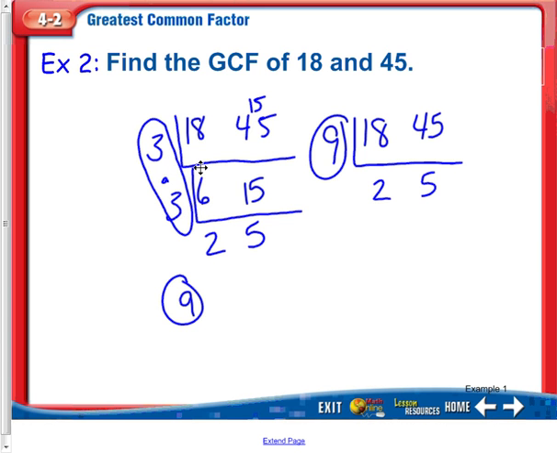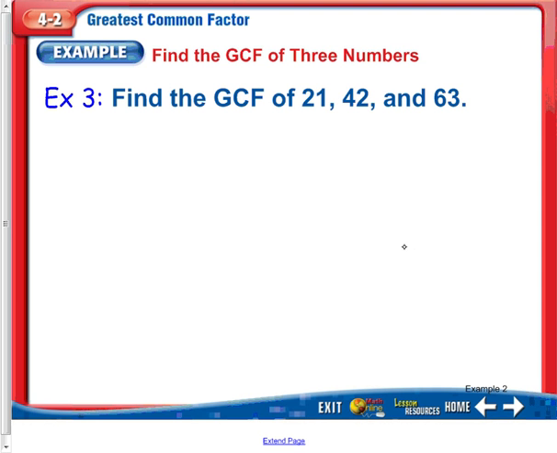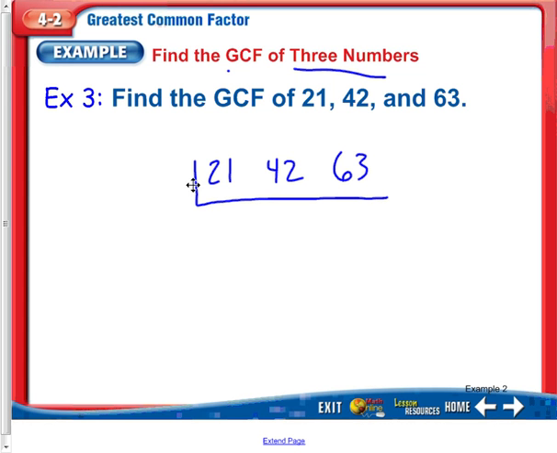Or if you know what the greatest common factor is right away, you can just use the L method to show your work. And I would expect for you to show me this work even if you know what the GCF is. So either way you do it, you're going to end up with the same answer of 9. So now we're going to do the GCF of 3 numbers. So again, we can use the L method, 21, 42, and 63, because we're going to need to find numbers that can go into all 3 numbers at the same exact time.